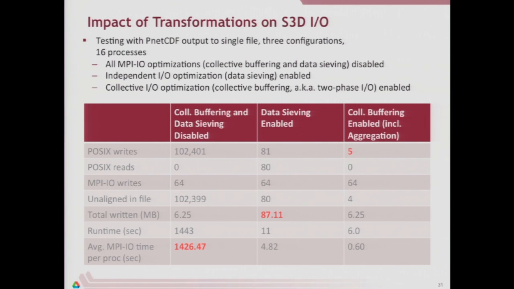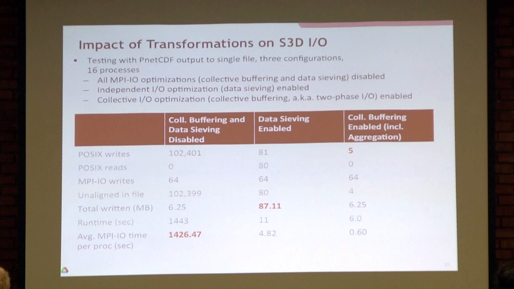It wrote over 10 times as much data. Okay, so it went from 6 megabytes of data to 87 megabytes of data. But we went from 1,400 seconds of runtime to 4.8 seconds of runtime. So we just dramatically increased the amount of interaction with the file system from a bandwidth perspective, but we cut down the number of writes by a few orders of magnitude, right? And that's what really made the difference for us.